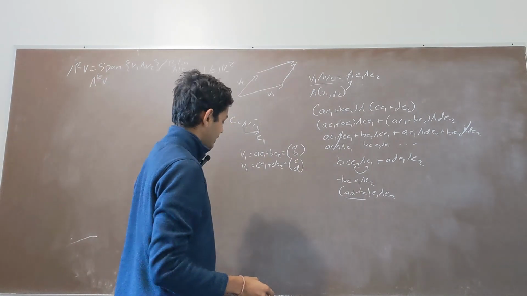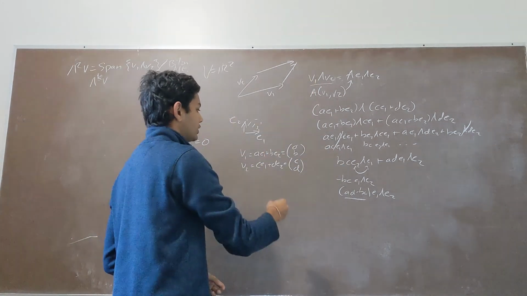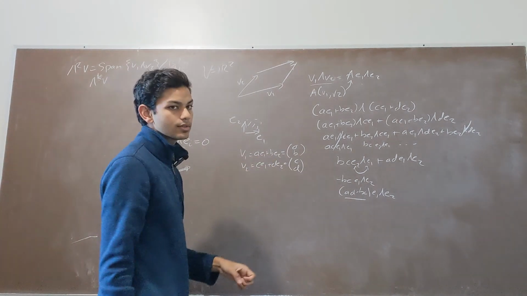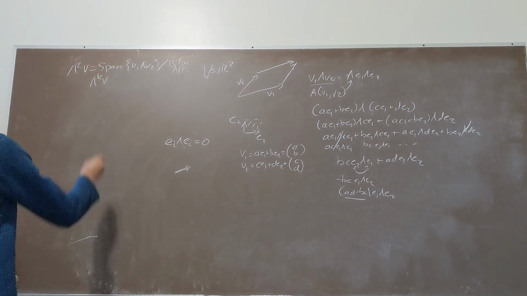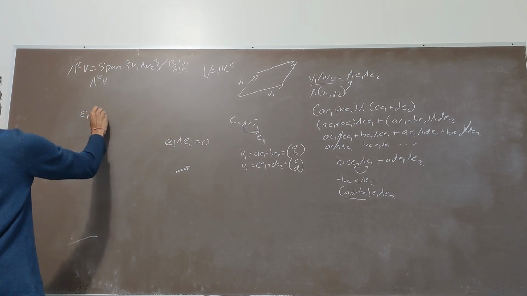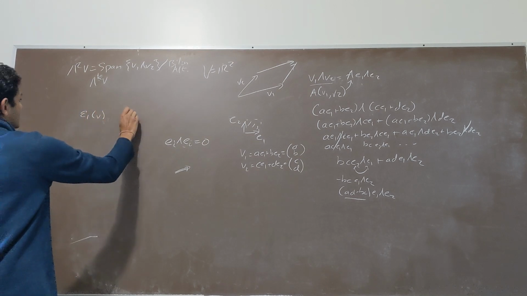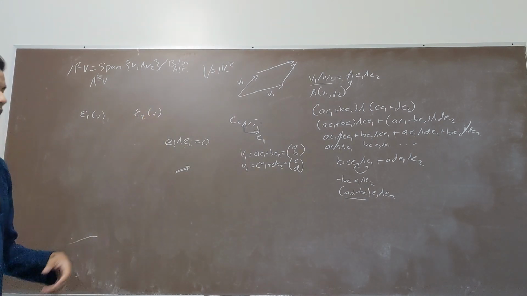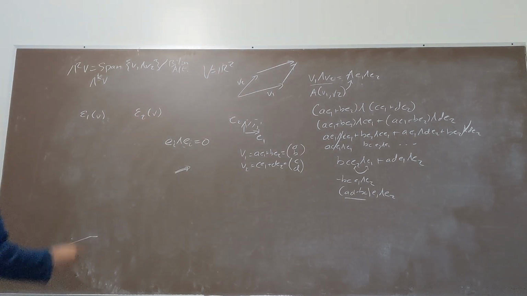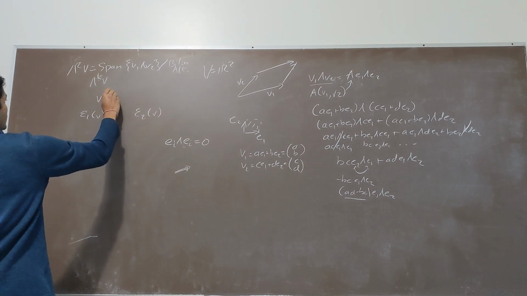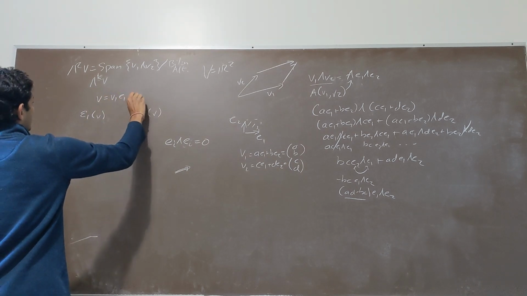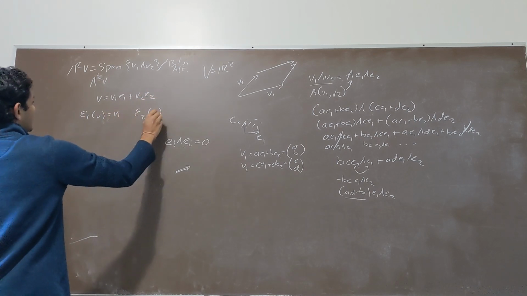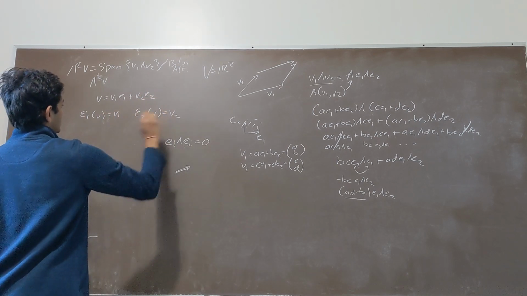So we see that the area of this parallelogram sort of depends on the coefficients of V1 and V2 in terms of these basis vectors. And so we can define two functions, epsilon1 of V and epsilon2 of V. The way that these are defined is its input is one vector and its output is going to be a real number. What it is, if V is equal to V1 E1 plus V2 E2, then epsilon1 of V is equal to V1, and epsilon2 of V is equal to V2.